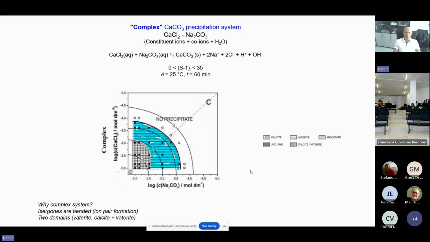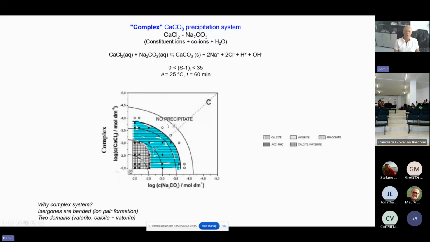Now I will show you how the situation looks in a system which we call a complex precipitation system. Complex is because in this system we apply mixing of calcium chloride and sodium carbonate. These are well soluble salts of carbonic acid and calcium chloride, and one would say that no influence of co-ions is expected. But during this precipitation, we have formation of calcium carbonate, and sodium and chloride ions, besides hydrogen ions and hydroxyl ions, were present in the system.